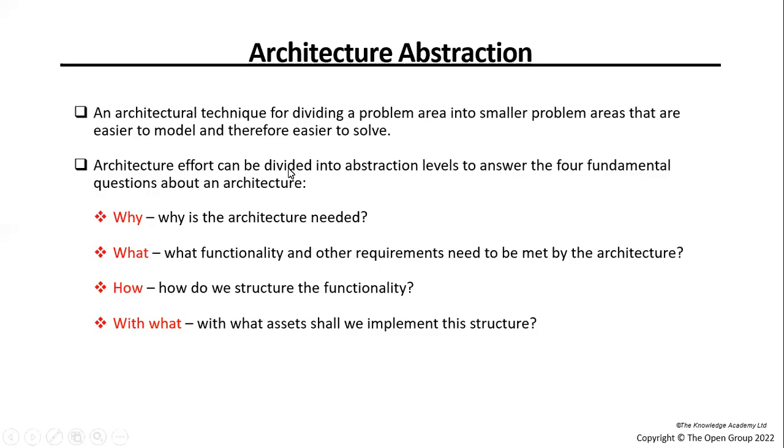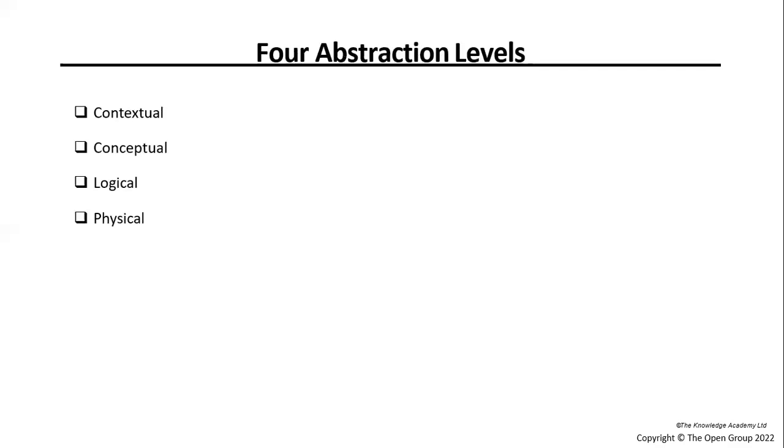Also, architecture effort can be divided by abstraction level to answer the 4 fundamental questions. Why am I doing the architecture? What are the requirements? How do we do it? And what? Now, in TOGAF, there are 4 abstraction levels. The first one is called contextual abstraction.